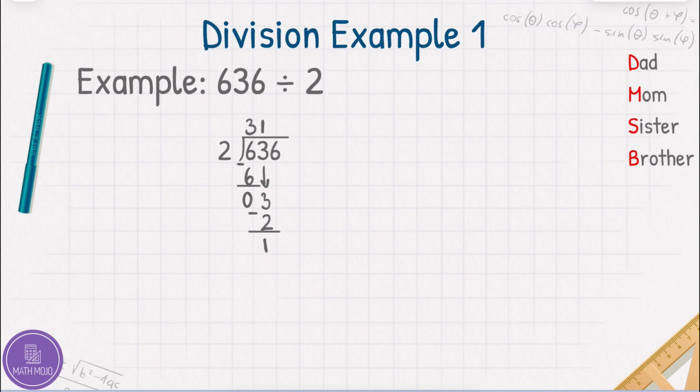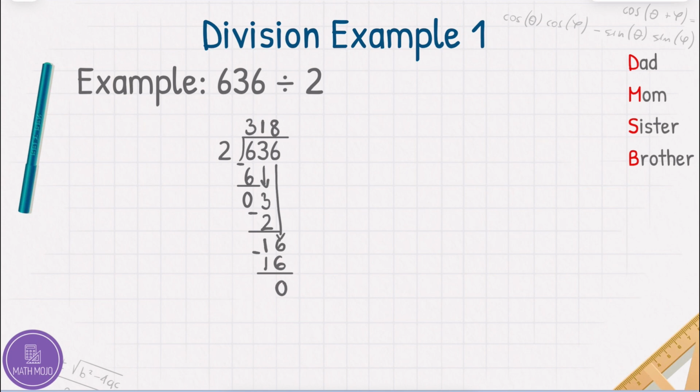So now we're moving on to brother, which is bring down. So we're going to bring down the number 6. We'll put it right over here. And now we do the same thing. How many times does 2 go into 16? So this is our division step. It's 8 times, so our 8 is going to go up here, and then we do 8 multiplied by 2, which gives us 16, and then we subtract, and that gives us 0.